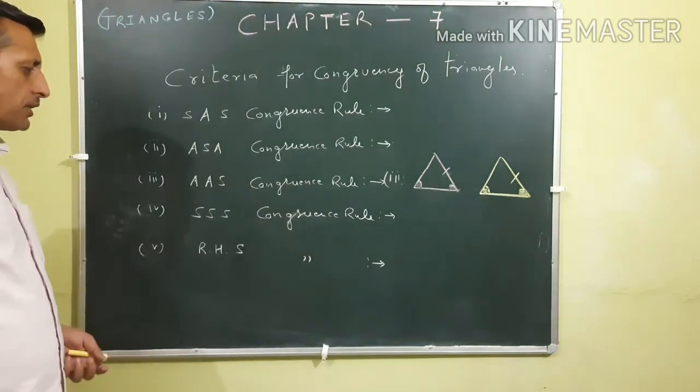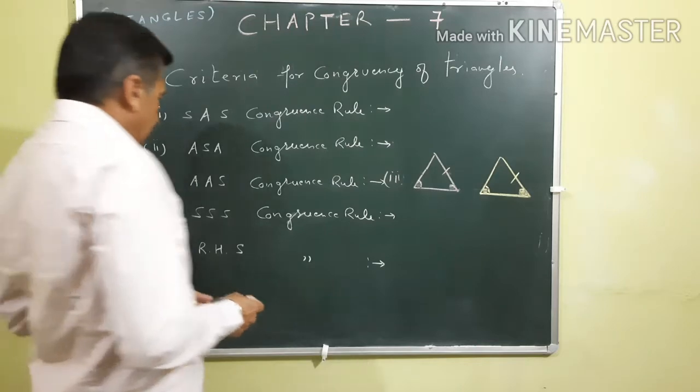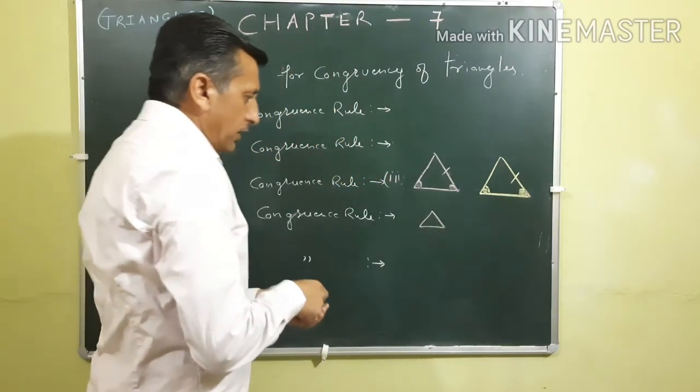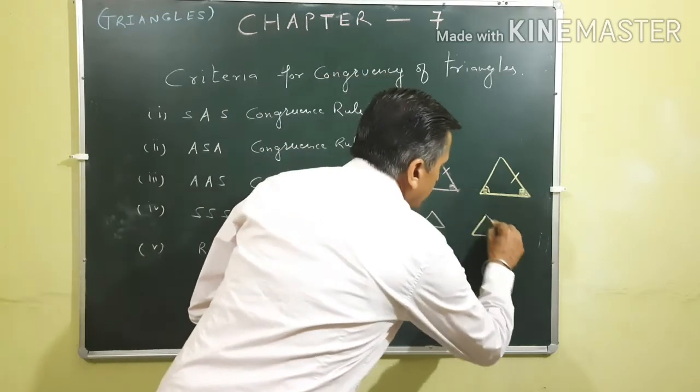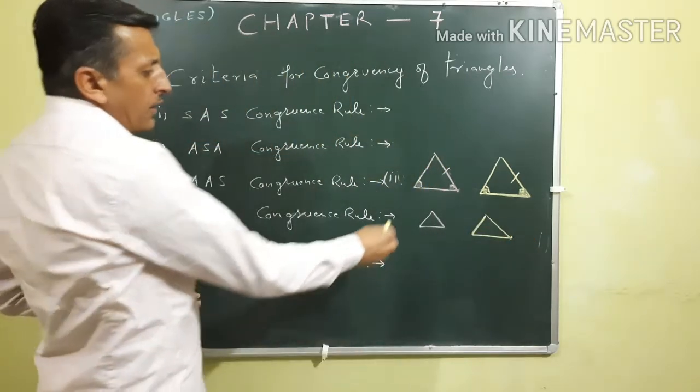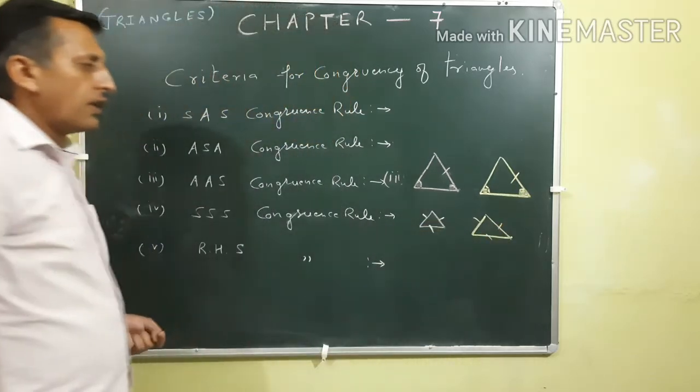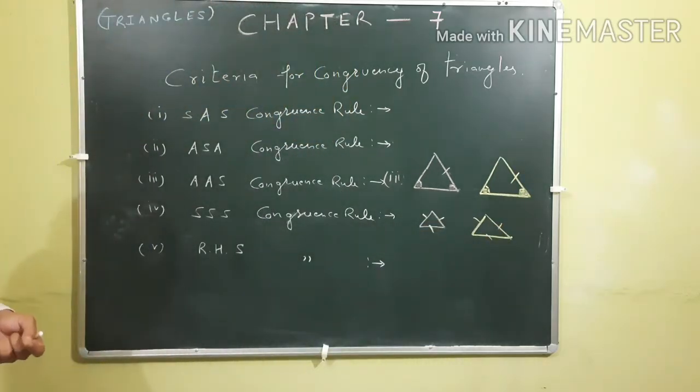The next is the side side side congruence rule. It's very easy, I think everyone can understand it. This is the first triangle, and suppose this is your second triangle. If all the sides of one are equal to the sides of the other, then we say these two triangles are congruent.